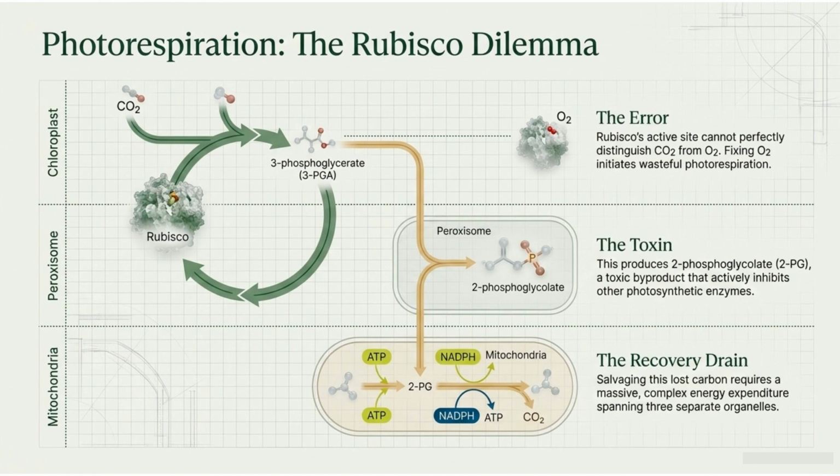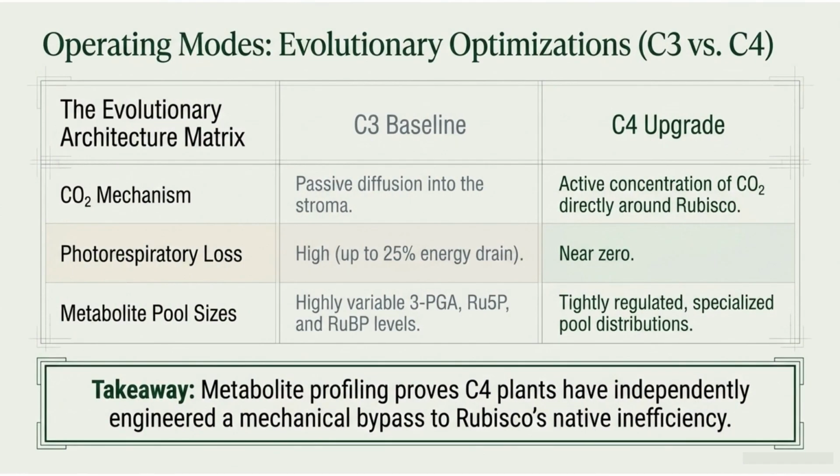Rubisco's active site cannot perfectly distinguish carbon dioxide from oxygen. Fixing oxygen initiates a wasteful process called photorespiration, producing a toxic byproduct called 2-PG. Salvaging this lost carbon drains immense energy across the chloroplast, peroxisome, and mitochondria. Evolution has engineered a solution.